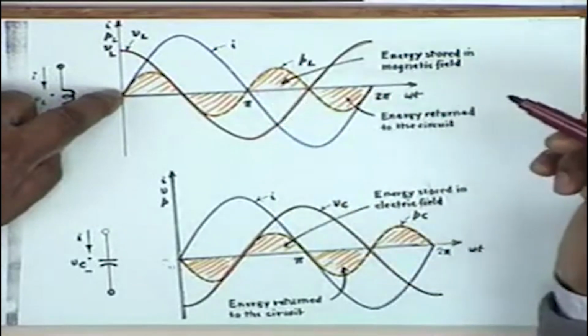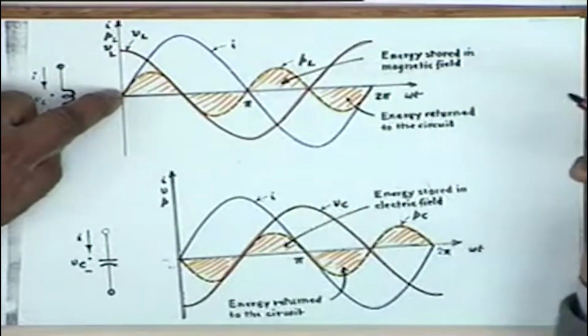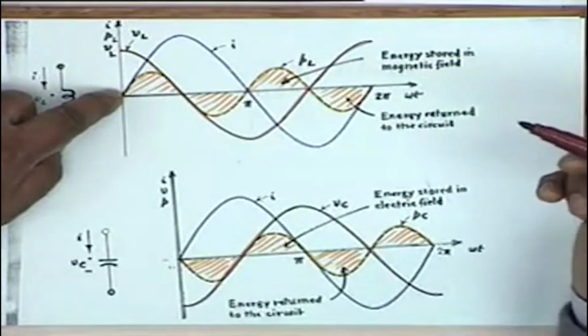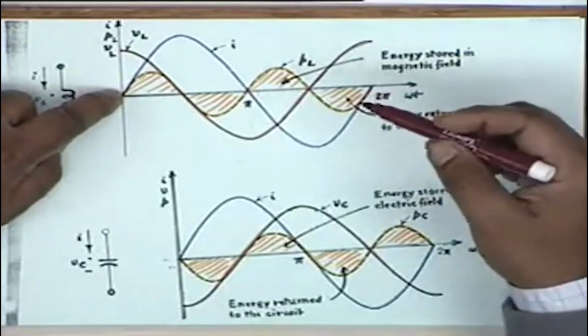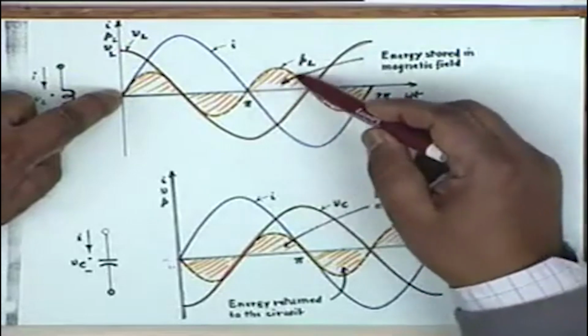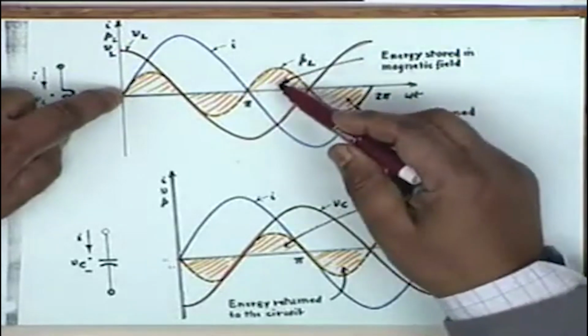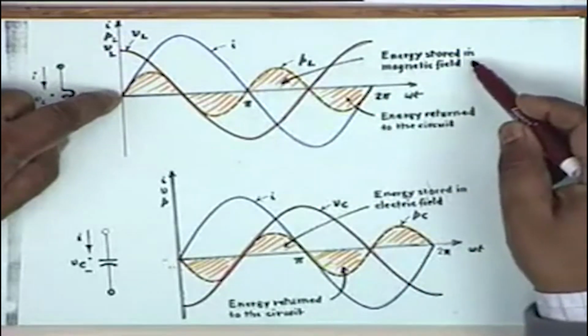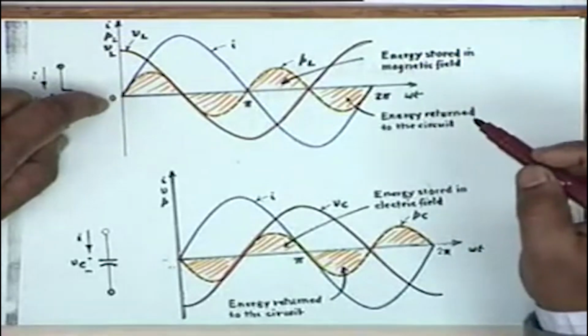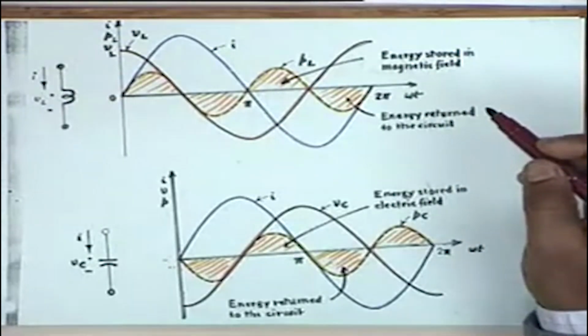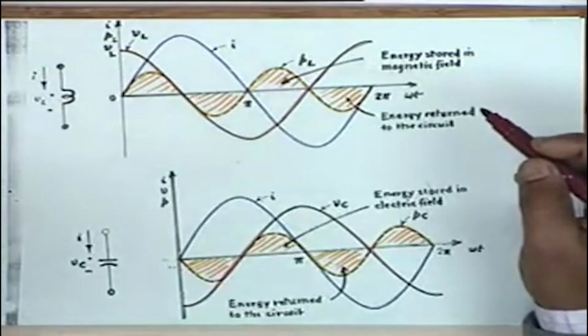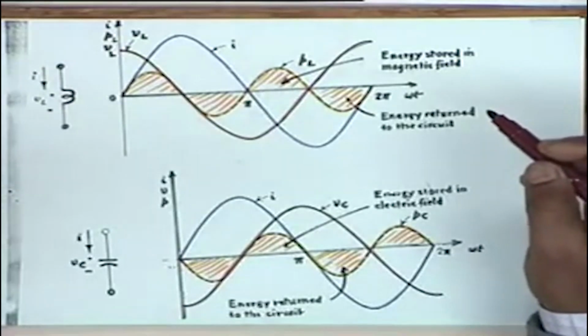Alright. On the other hand, before we conclude, we must have an interpretation of what it means when PL is positive. PL positive means energy is being stored in the magnetic field. PL positive means that the inductor takes power. It does not absorb it though. It does not dissipate. It stores it in its magnetic field.